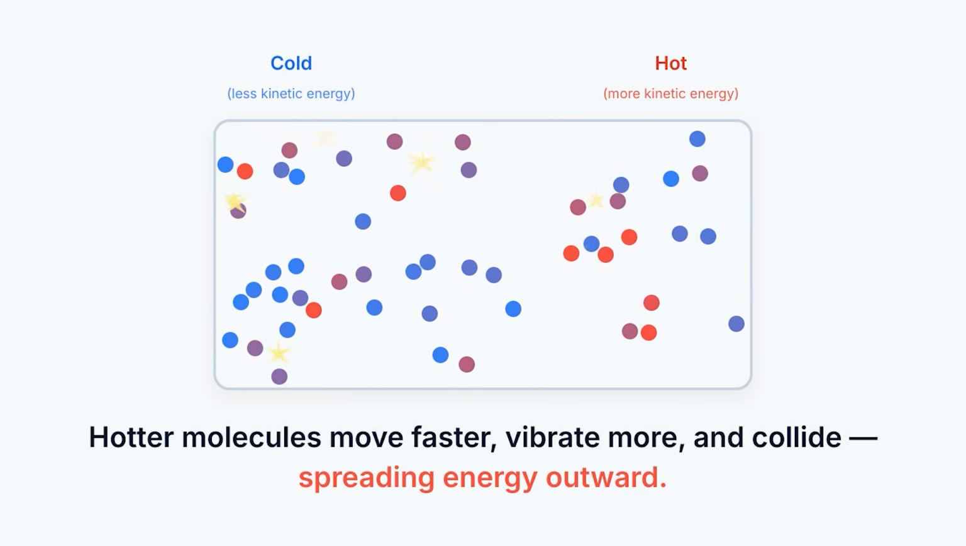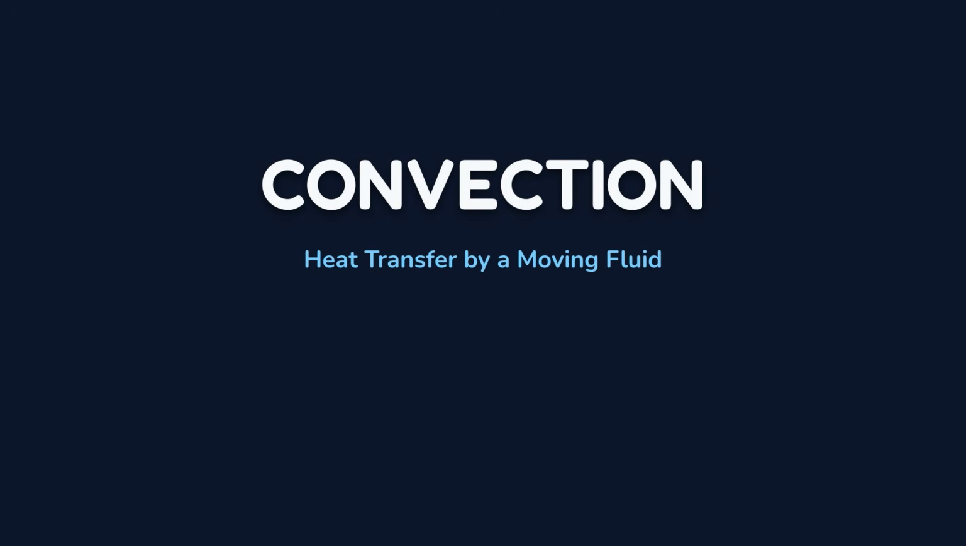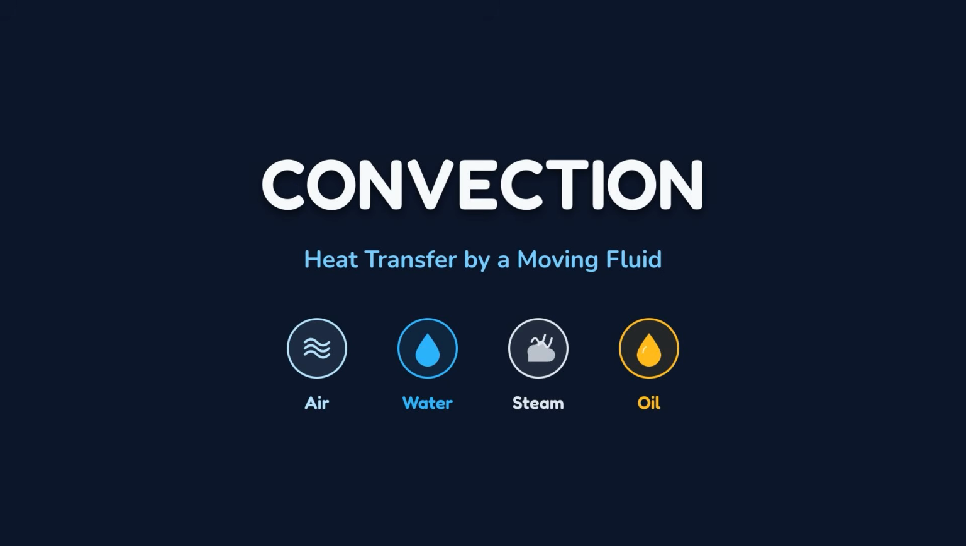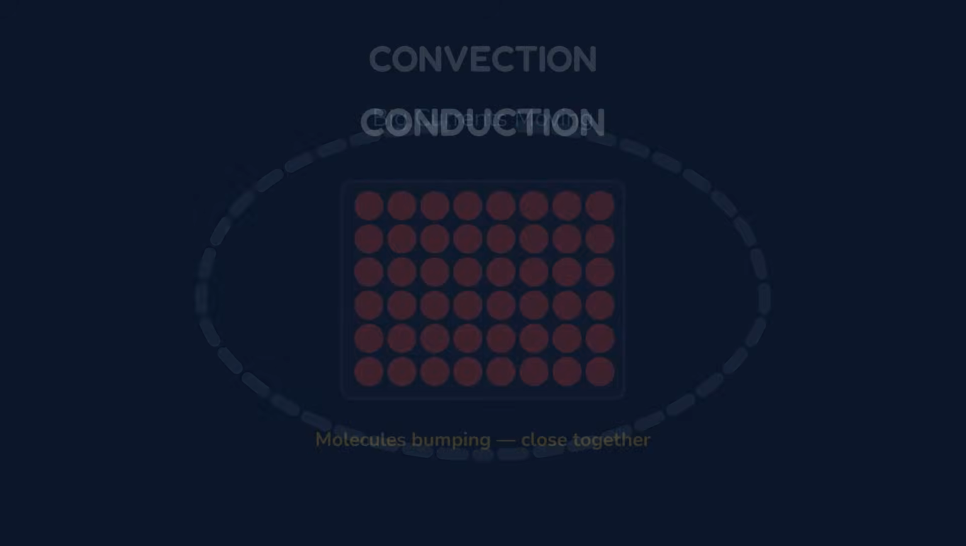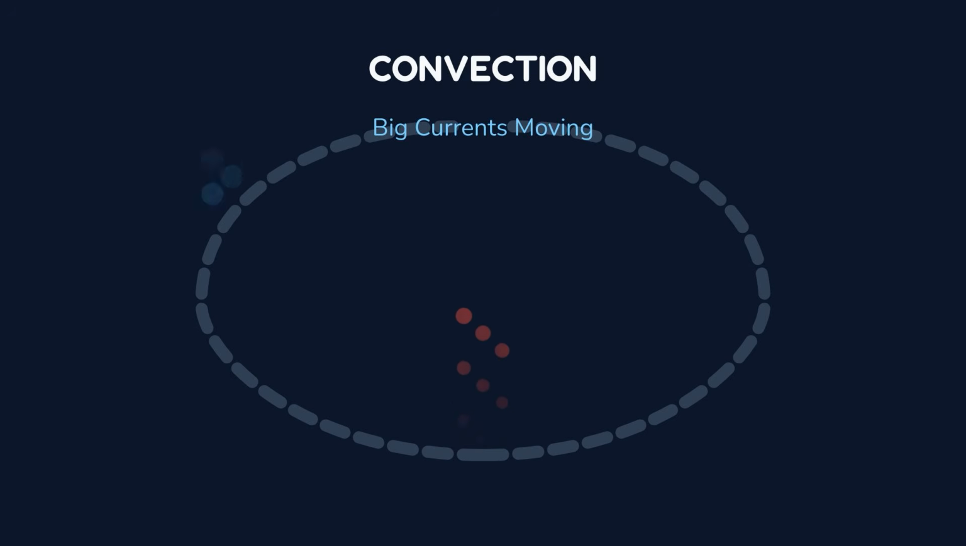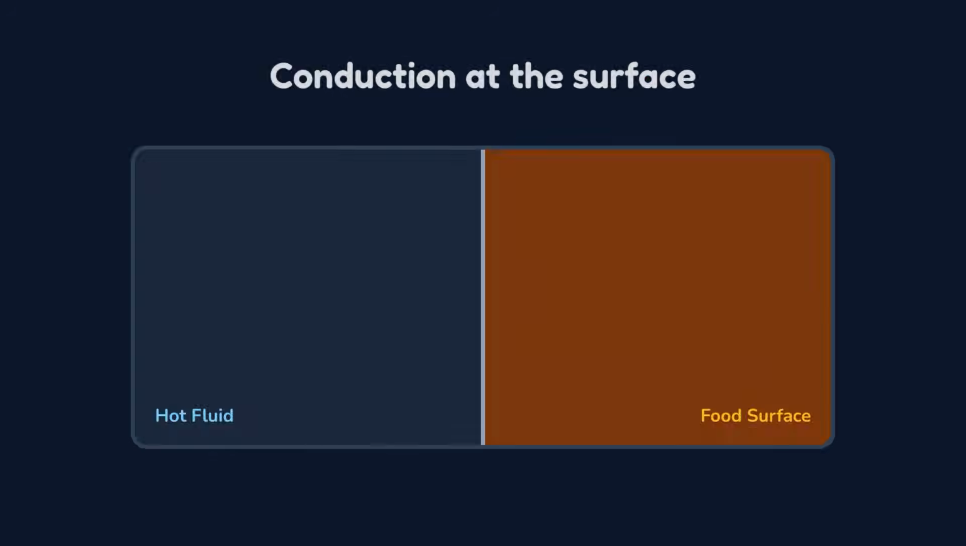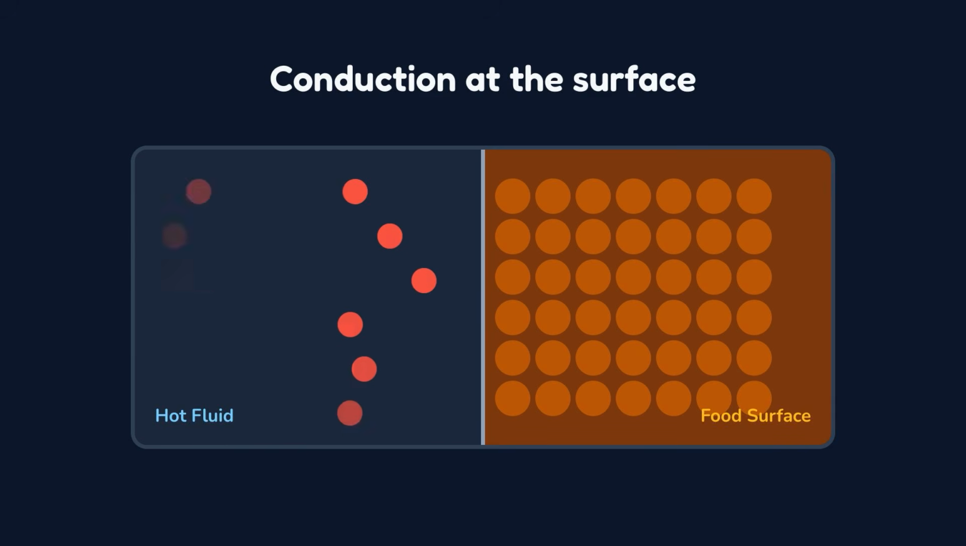Now let's talk about convection. Convection is heat transfer by a moving fluid, which includes air, water, steam, or oil. Unlike conduction, which is all about molecules really close to each other, bumping into each other and transferring heat energy, convection involves big currents of liquid or air moving around and taking those energetic molecules to the surface of your food, where they then start bumping into each other and transferring energy via conduction.